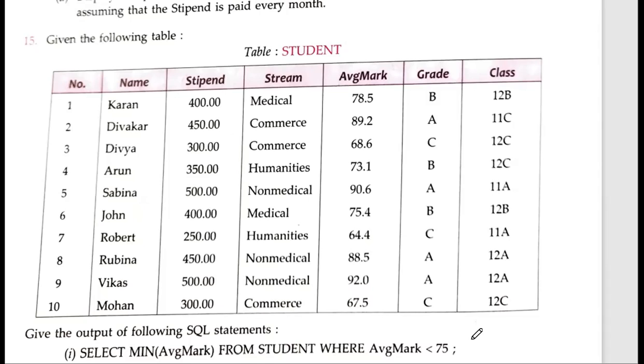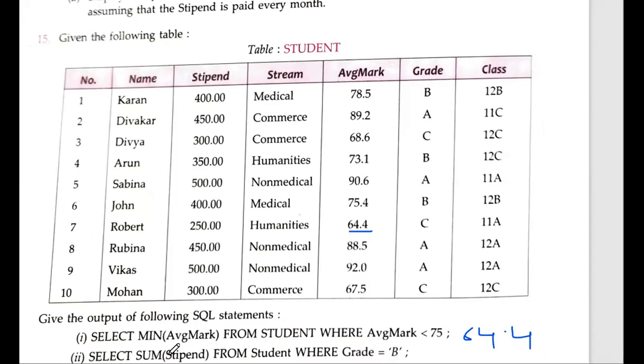Okay. See, if they are not writing this condition, then also the minimum value will be your 64.4 only. They have written this less than this, but there is no use of writing this. Answer for this is 64.4. Then second question. Select sum of stipend from student where grade is equal to B.